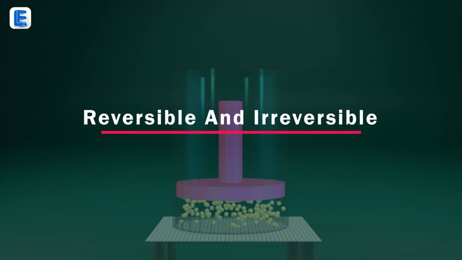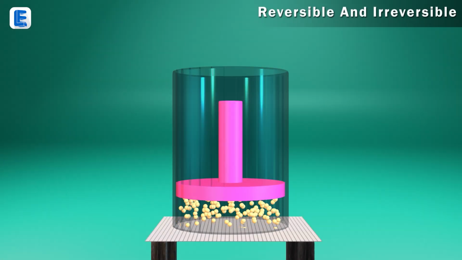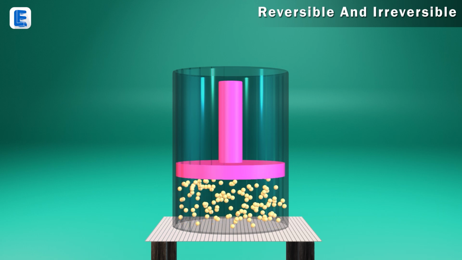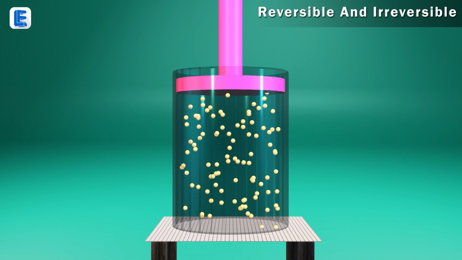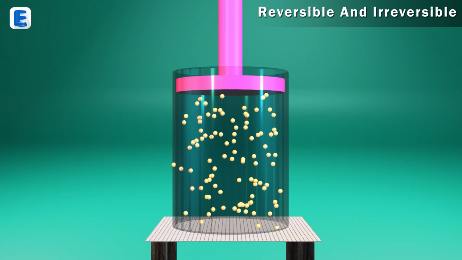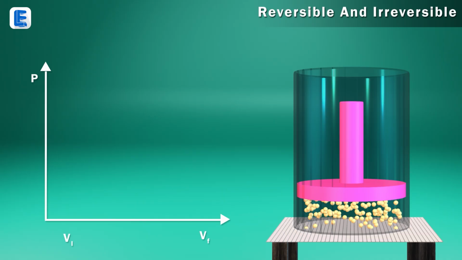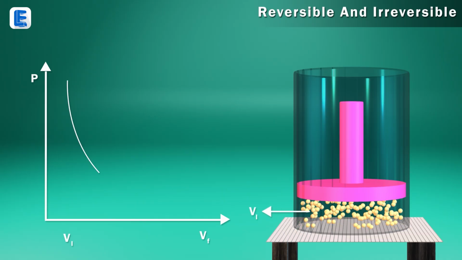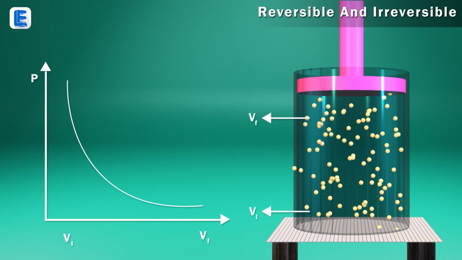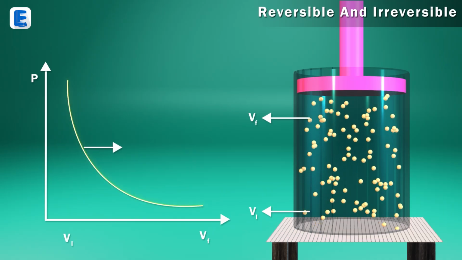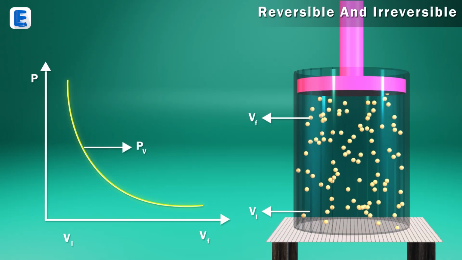Reversible and irreversible. A reversible process or change means that process can be reversed at any moment merely by infinitesimal changes. When a gas undergoes compression, from initial volume to final volume, without pressure remaining constant, the PV curve passing through infinitely many intermediate equilibrium states represents the work done on the gas by shaded area.